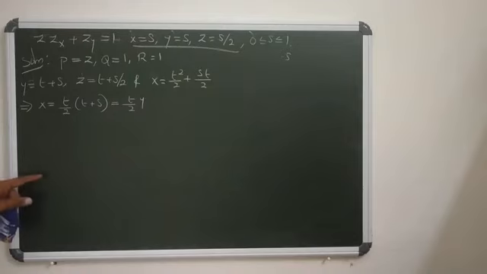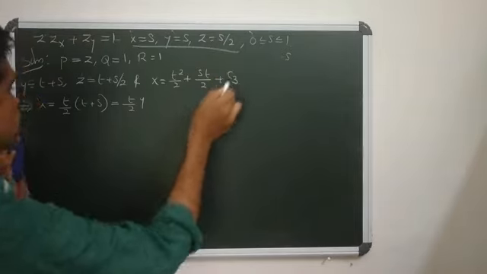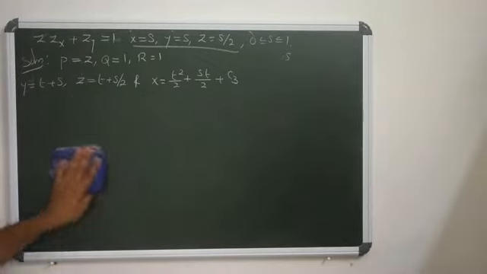Sorry, there is a change: plus C3. So here we have these values. Y equals t plus s, z equals t plus s by 2, and x equals t square by 2 plus st by 2 plus C3.